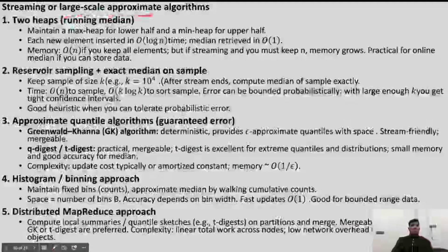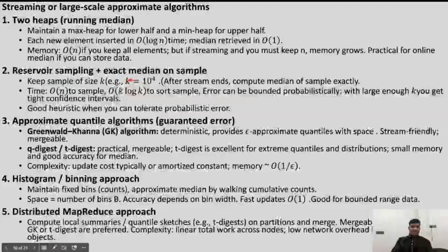Streaming or large scale approximate algorithms. First, two heaps for a running median: maintain a max heap for the lower half and a min heap for the upper half. Each new element is inserted in O(log n) time, and the median is retrieved in O(1). Memory is O(n) if you keep all elements, but if streaming and you must keep n, memory grows. Practical for online median if you can store data.